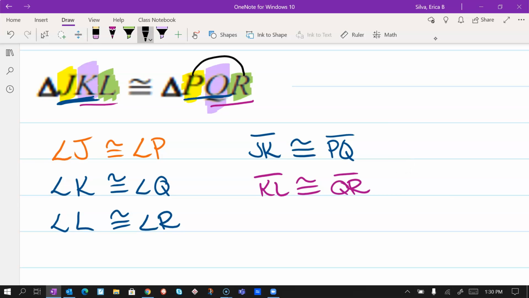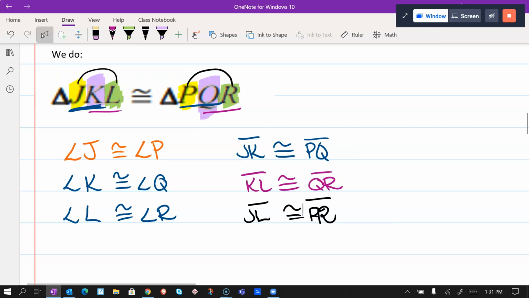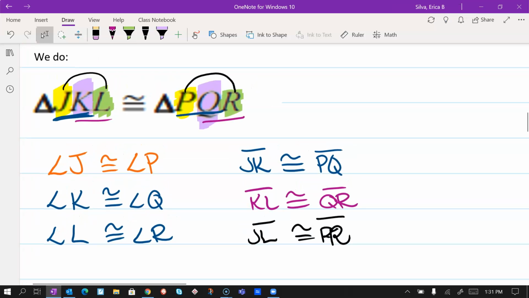PR, right? We do the first and the last one. So we do the first 2, the last 2, and then we'll do the first with the last. So we have segment PR. Yes, PR is congruent to what segment? JL. Segment JL. Any questions? All right, so there are other ways to name this triangle.